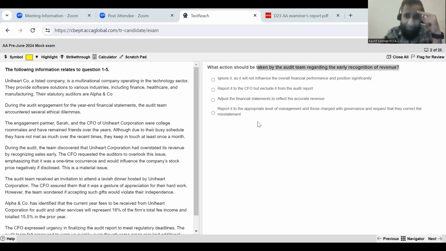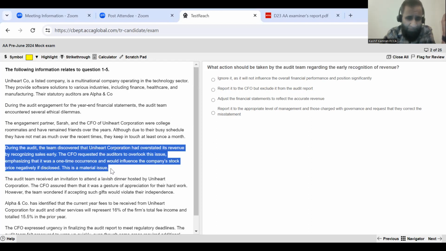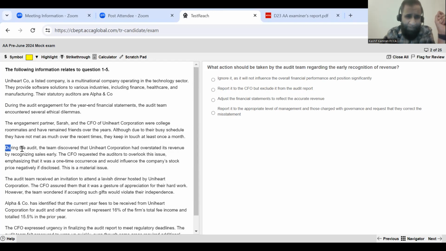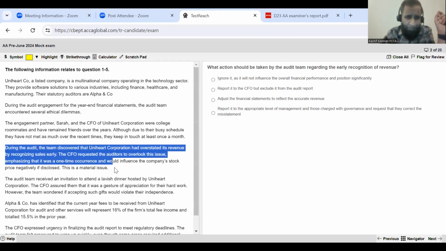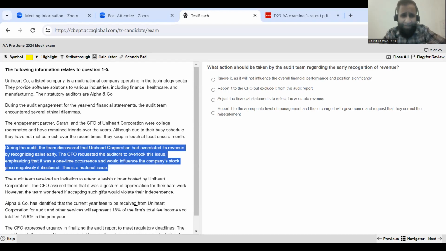Great, you all have done the mock exam. That means D is the right answer. You can also read from the case study a paragraph on early recognition. If you go down, you can see there is a paragraph over here, which is about the early recognition of revenue. Can you just read this paragraph quickly? It says, during the audit, the team discovered that Unihart Corporation had overstated its revenue. So that's a misstatement by recognizing sales early. The CFO requested the auditors to overlook this issue.